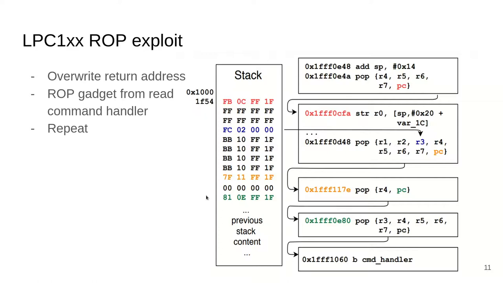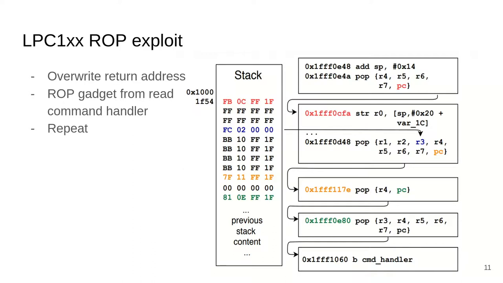So we write these values on the stack basically, which contain the address to be read out and the return address first. So the program counter pops to the read memory command, which then pops certain values off the stack, which are the addresses to read, and then finally through several more gadgets we get back to the command handler and we can repeat this process.